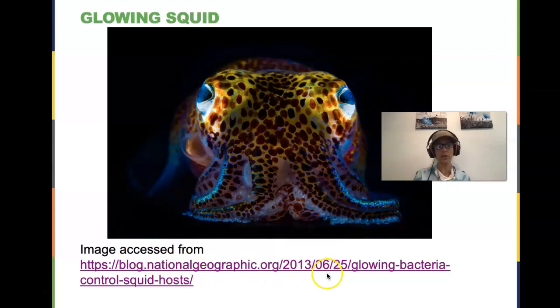I got this from a National Geographic article that shows not only are these bioluminescent bacteria providing protection from predation, but they also control the squid's circadian rhythm. That's why it says the glowing bacteria control the squid hosts. Our circadian rhythms, our wake and sleep cycle, are governed primarily by the presence or absence of light. So when it's daylight, we tend to be awake, and when it's nighttime, we tend to be asleep. There is dramatic variation in those cycles.